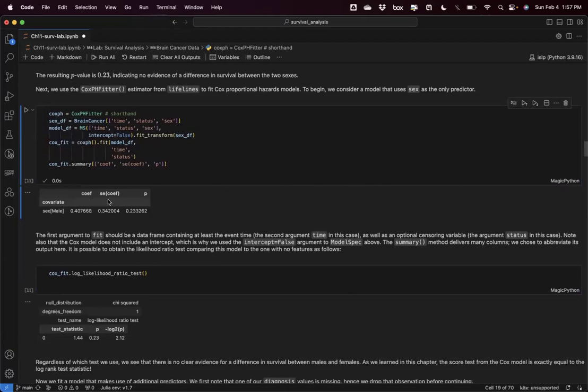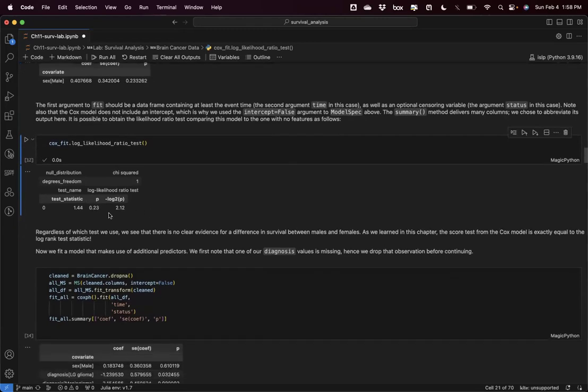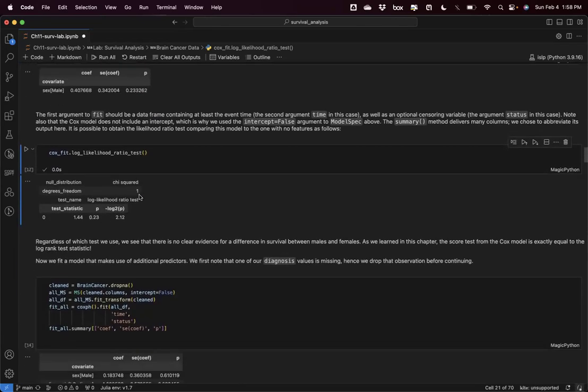And here you see that, because we have one hot encoding, we're only going to be seeing the male part. Because it's positive, it has a p-value of 0.1023, which is the same as the one with the Kaplan-Meier, but we have a positive coefficient. So that means that there is a higher chance of the male patients achieving the event than the female patients. All right. Let's do the log-likelihood ratio test also, and it gives you basically the same thing as the log-rank test here.